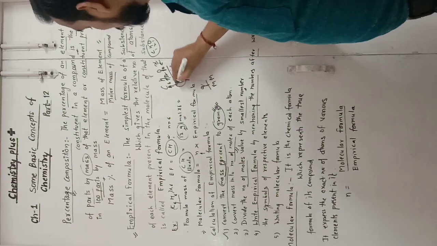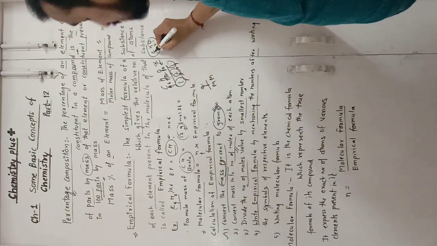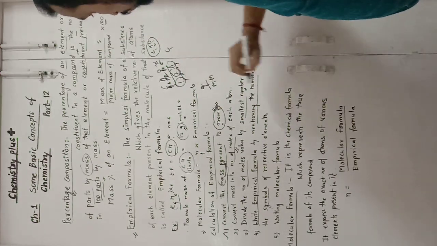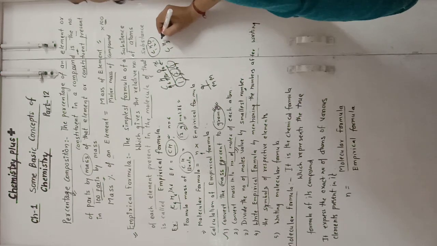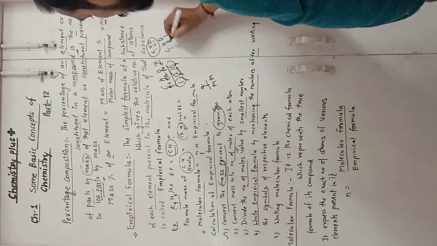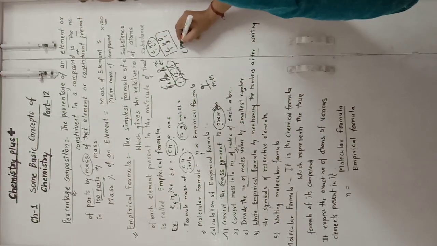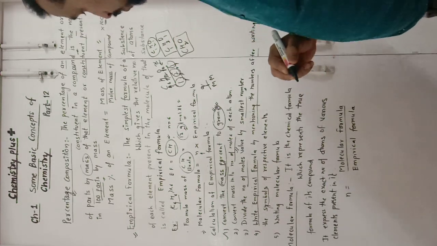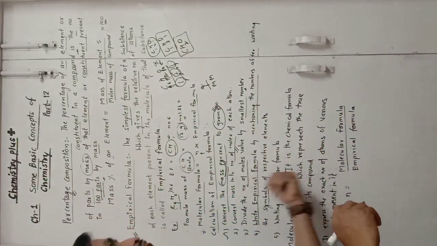That means if we are getting certain whole numbers here, we just use these numbers with the element symbols: carbon is 1, hydrogen is 2, and oxygen is 1. So this is the empirical formula, which we can write as CH2O. This is the empirical formula for the glucose molecule. So this is how we can write the empirical formula.